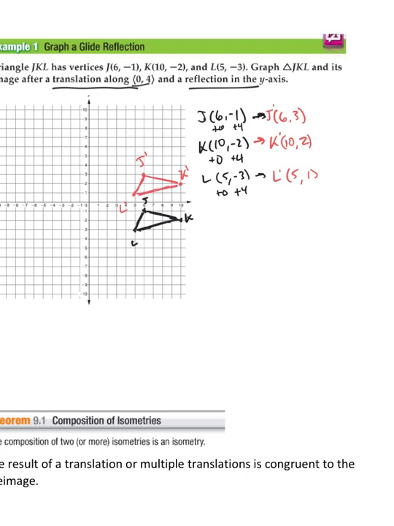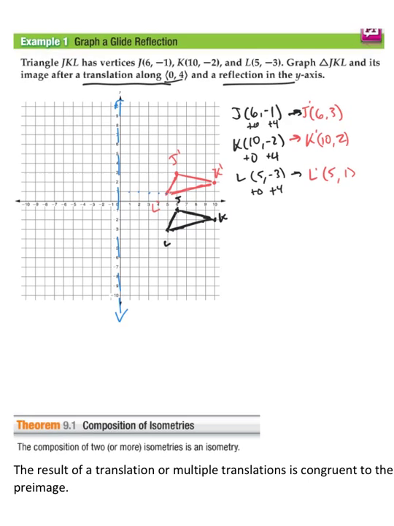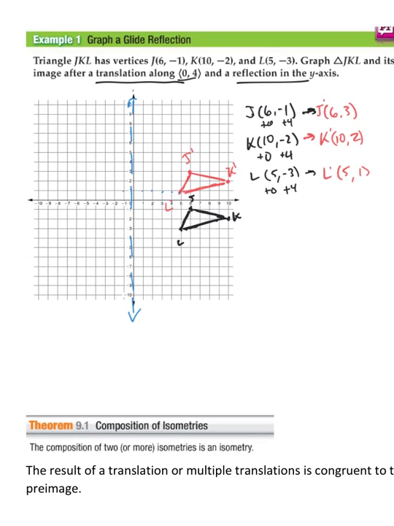Okay, so that was after our translation. Now we've got to reflect in the y-axis. If you guys remember doing reflections here, it's just a matter of counting how far it is from the line of reflection. So example, guys, L is 1, 2, 3, 4, 5 units from the y-axis, so the reflection should be 5 units to the left. 1, 2, 3, 4, 5. So it was at 5, 1. Now it's at -5, 1. That's the point L double prime.